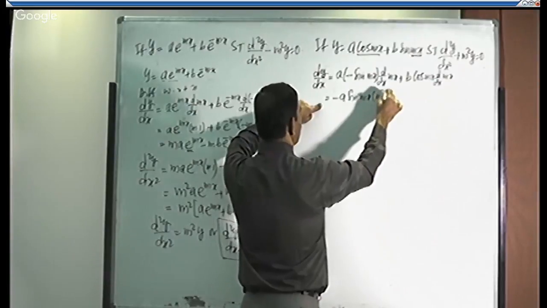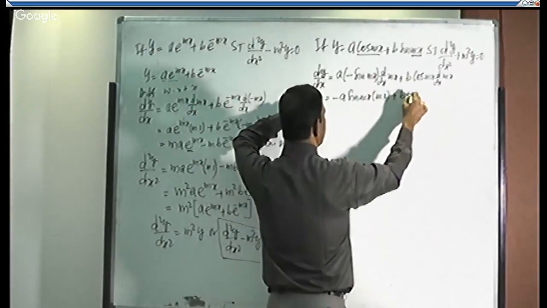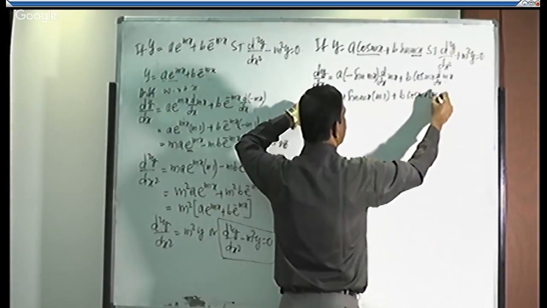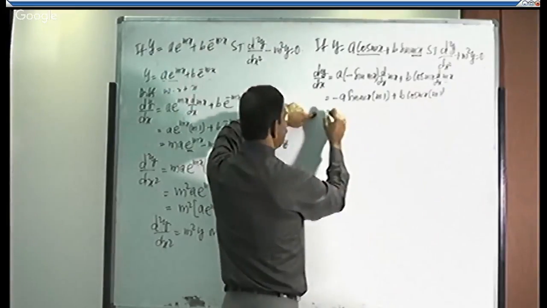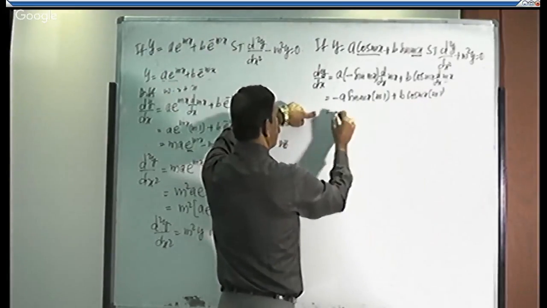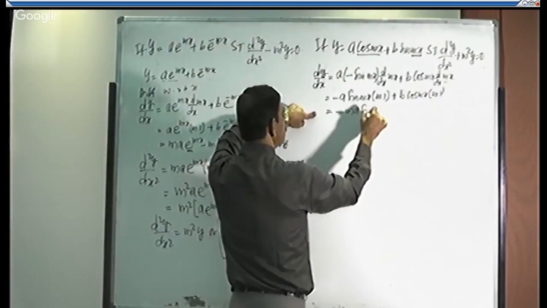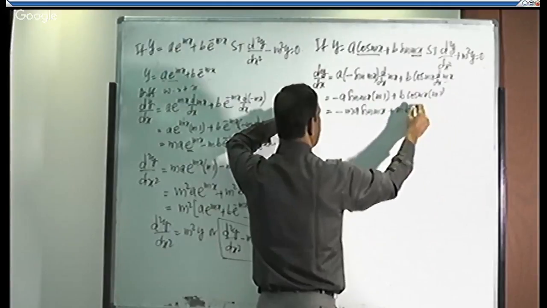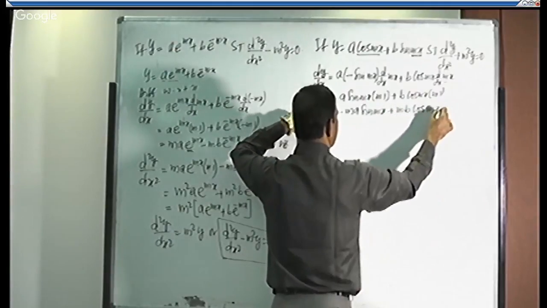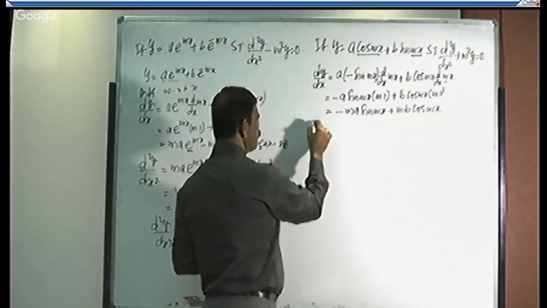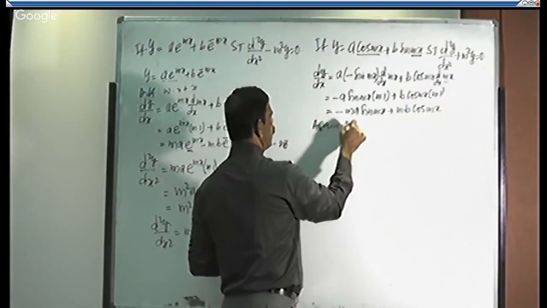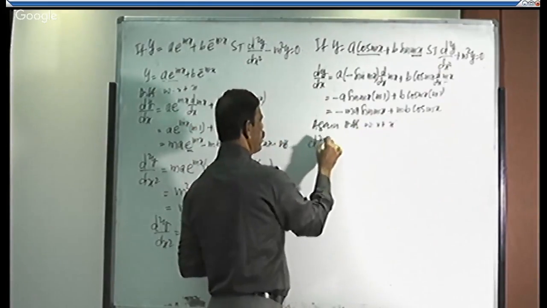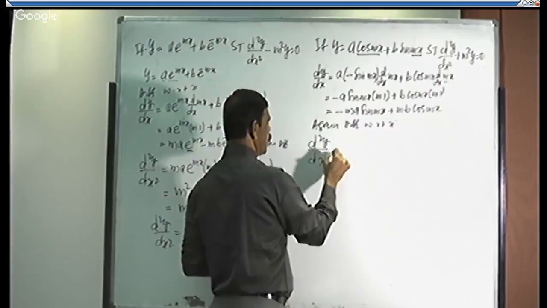Differentiation of mx is m into 1, plus b into cos mx into differentiation of mx, m constant into x is 1. It is minus m into a into sin mx plus m into 1 into b, mb into cos of mx. Again differentiate with respect to x. What you will get?